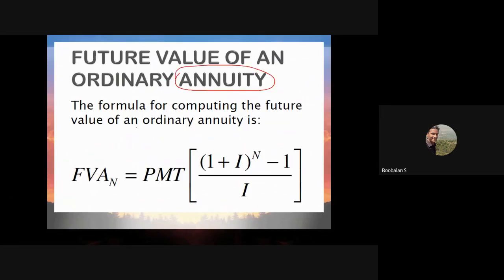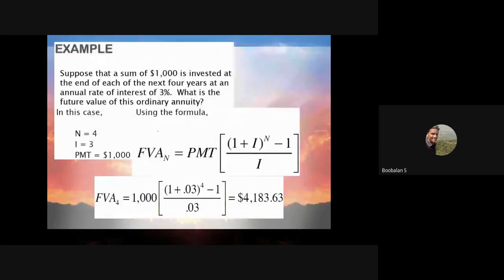The future value of an ordinary annuity calculation is called FVA, which is the payment, the amount we are going to spend as an investment, multiplied by 1 plus interest rate, whole to the power of how many years we are holding, divided by the rate of interest, right? If you do this calculation, you are able to calculate your ordinary annuity values. This is a simple one. One more example for better understanding.